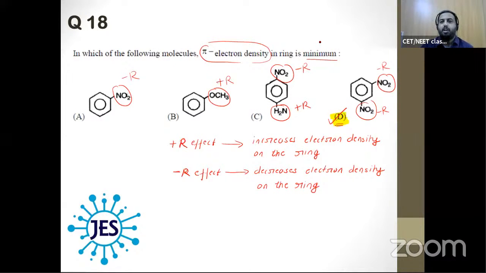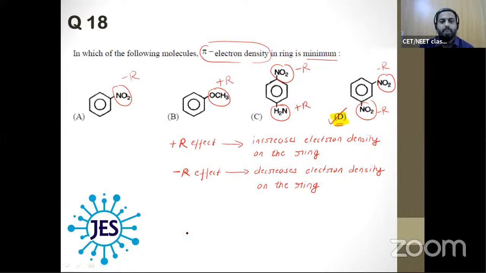Okay. Let me see how many of you have given the correct answers for this. Okay, very good. Aishwarya, Ravi, Bhagyashree, Akshata, all of you have given the correct answer D. Very good. Next question, question number 19.